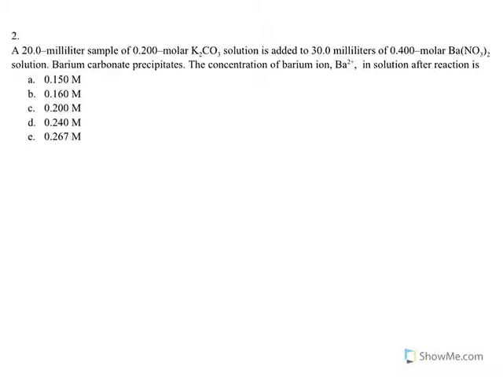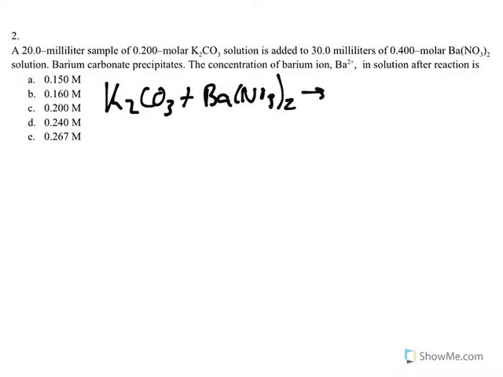So we need a chemical equation here. We've got K2CO3 reacting with Ba(NO3)2. Once these partners change, you're going to wind up with KNO3 and BaCO3, which precipitates out. And then to balance it, you need a 2 in front of the potassium nitrate.